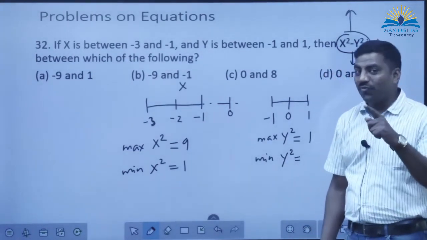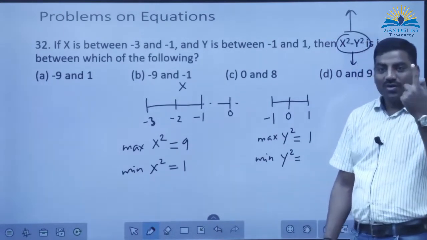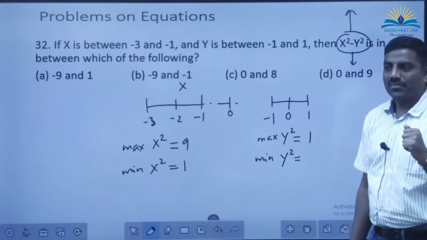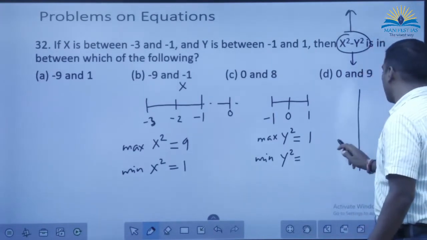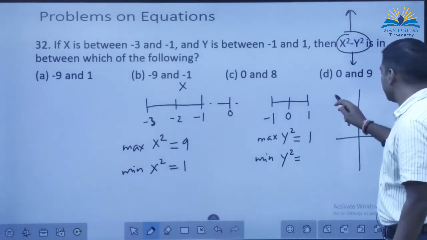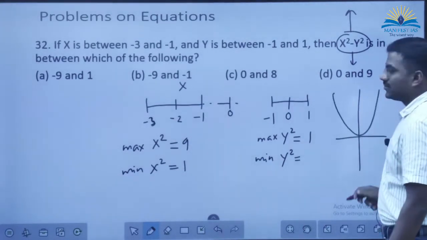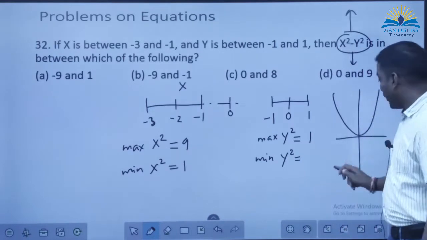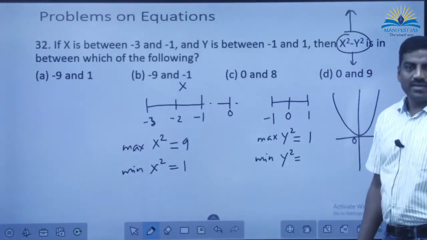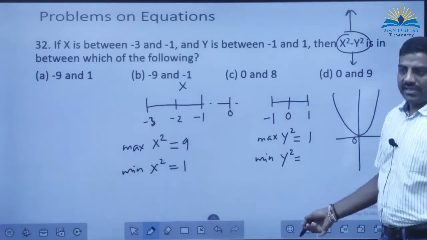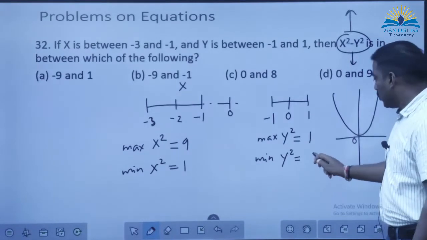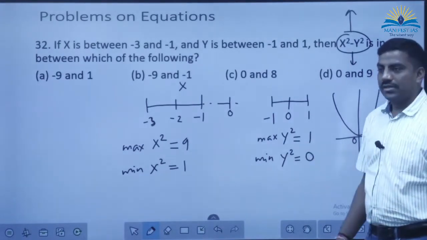Minimum value of y square? I am not asking the value of y. I am asking the value of y square. Always the graph of squares comes like this, so when the value of y is 0, or let's say x value is 0, then we are going to get the least value. So y square value can be 0.